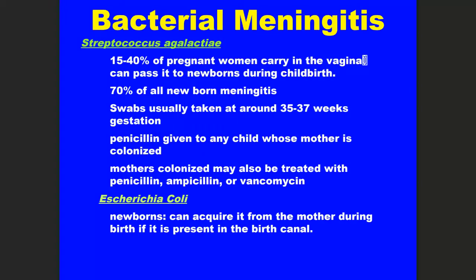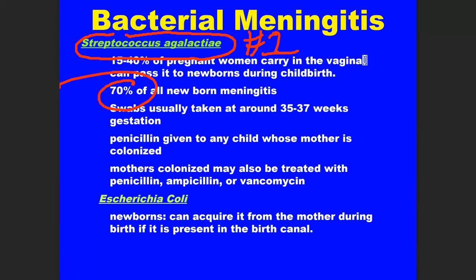Now, the way that we're going to discuss meningitis is by talking about it based on age group. The first age group that we're going to talk about is newborns. So we have newborn causes of meningitis. Out of all the cases of newborn meningitis, the number one cause of bacterial meningitis in newborns is Streptococcus agalactiae. Out of all the cases of meningitis worldwide, this accounts for about 70% of all newborn cases.